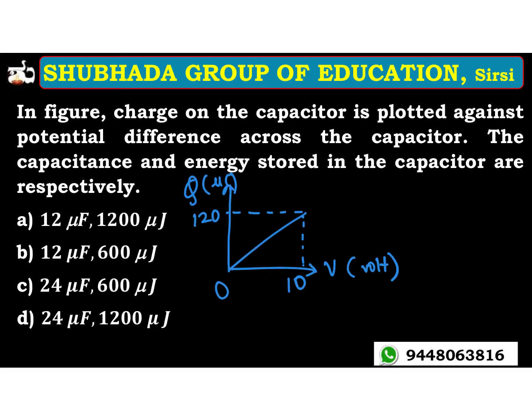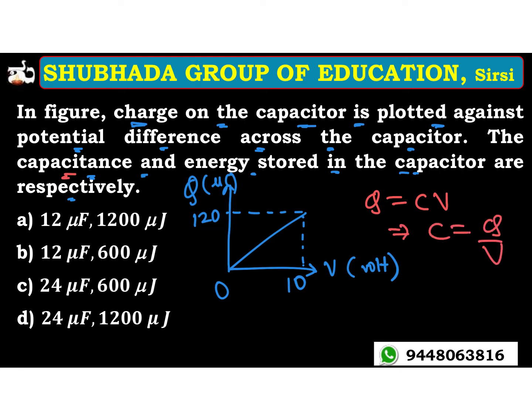In the figure, the charge on the capacitor is plotted against the potential difference across the capacitor. The capacitance and energy stored in the capacitor are, respectively, what? They are expecting the value for capacitance as well as energy stored in the capacitor. Let's try to find out the value for capacitance first. You know that charge Q is equal to C into V, so C is equal to Q divided by V.